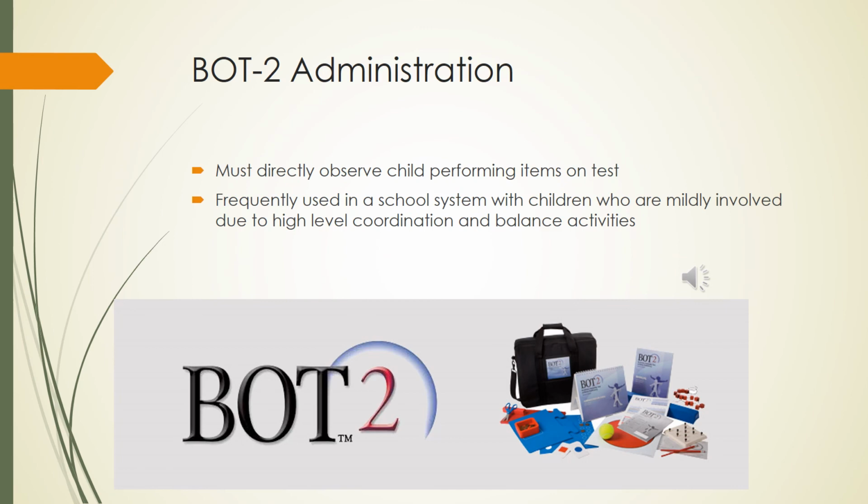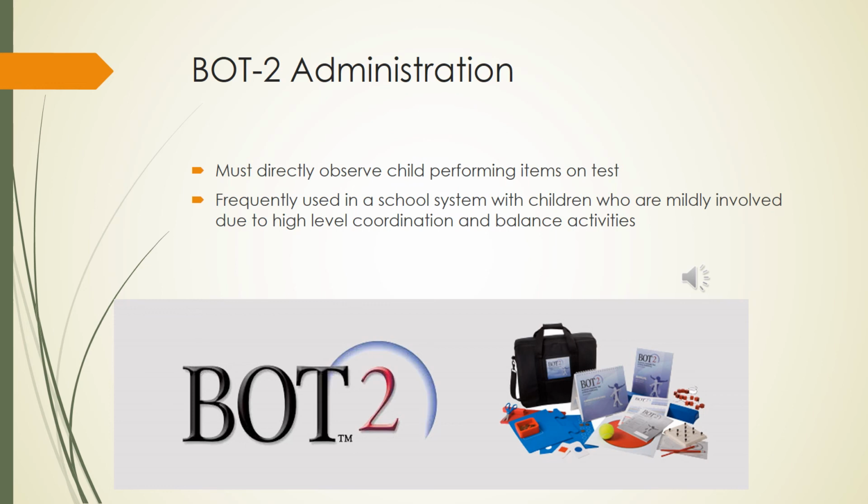The BOT2 does come with its own specific kit with items for fine and gross motor. It's got a little balance beam in there. It's got a really nice flip book that has pictures of each of the items to do. So it's one way to get the kids involved in interacting with doing the test. They like to flip the pages a lot of times. They like to see what's next, that kind of thing.